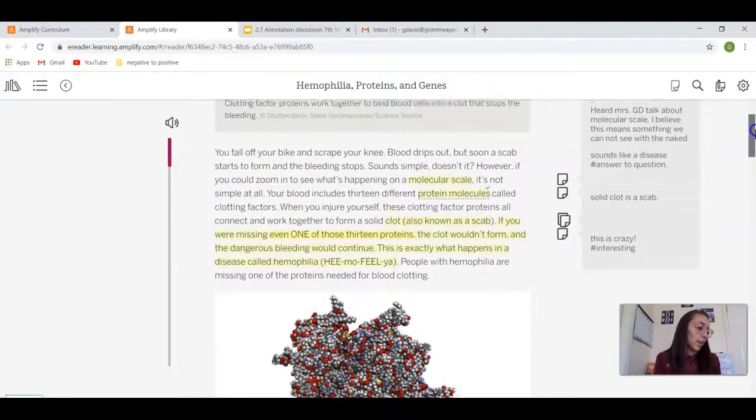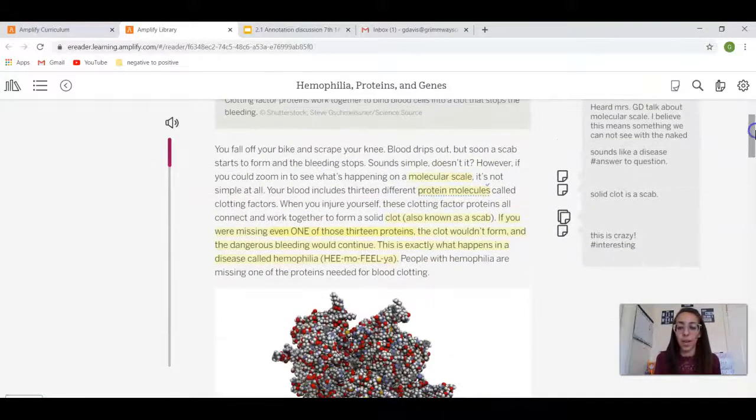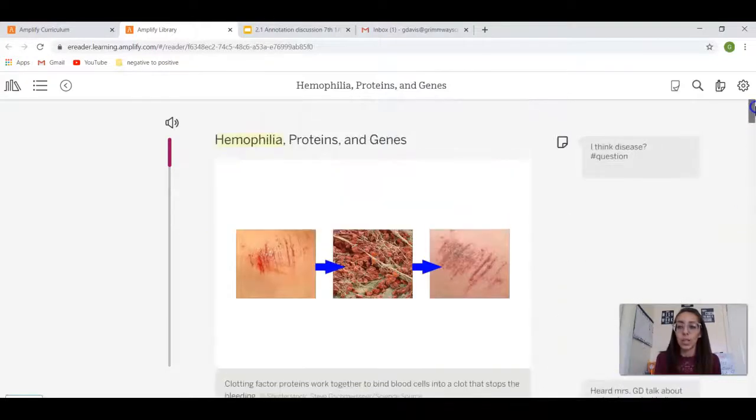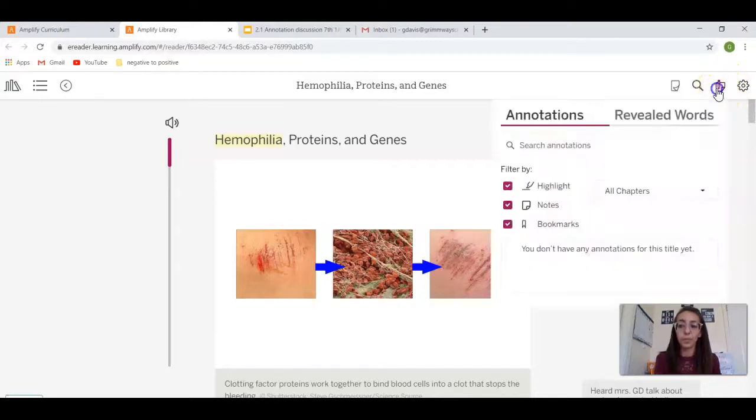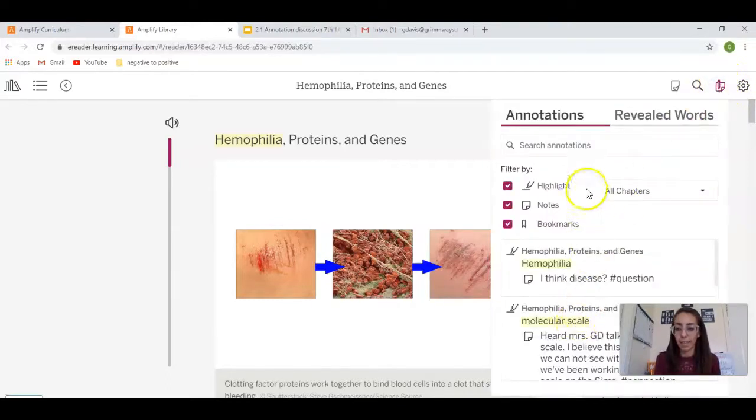So clotting factors, I talked about that, right? I stopped and talked about the clot. And then let's come up here again. So now I can come up here. Remember, I talked about this pencil and paper. When I click it, I see everything.